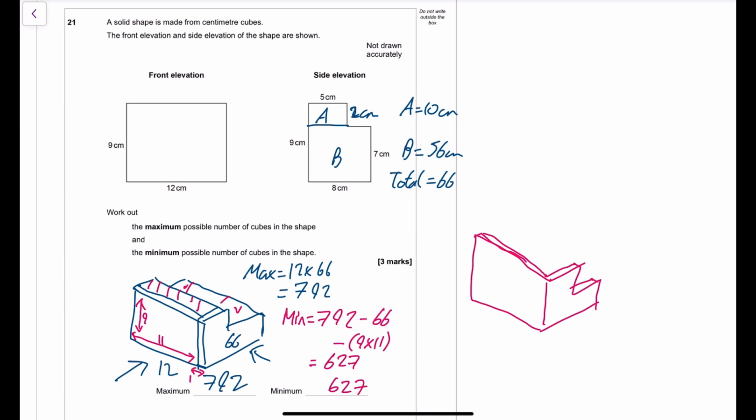Question 21 is elevations, front and side elevations and so on. This used to come up on our lower tier exams in CCEA, but you would never have had it on the maximum and minimum possible blocks or anything like that. It would just have been give you a front elevation and side elevation. You maybe had to draw a 3D shape. That was about it. Okay, thank you very much.